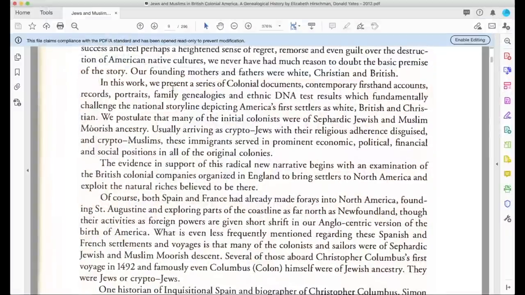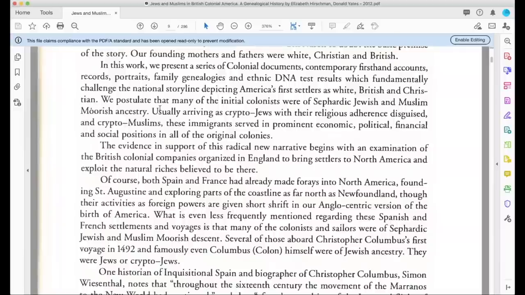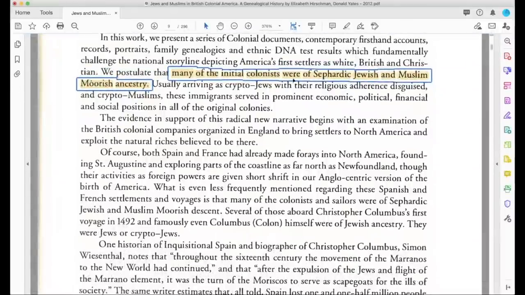In this work, we present a series of colonial documents, contemporary first-hand accounts, records, portraits, family genealogies, and ethnic DNA test results, which fundamentally challenge the national storyline depicting America's first settlers as white, British, and Christian. All right? They weren't white or British or Christians. All right, you guys ready? We postulate that many of the initial colonists were of Sephardic Jewish and Muslim Moorish ancestry. Correlating with everything we're learning, right? Usually arriving as crypto Jews with their religious adherence disguised as crypto Muslims.